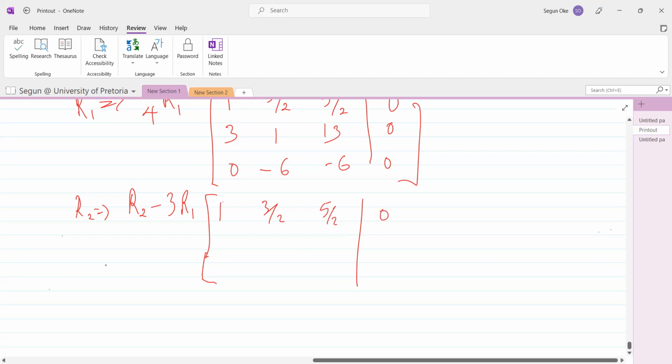So for row 2 now, we are going to have 3 minus 3, which is 0. Then 1 minus 3 in brackets 3 over 2. What is it, please? 11 over 2. Do you agree?